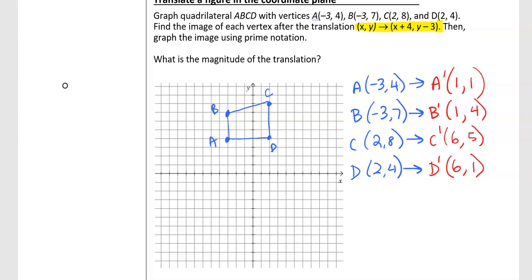So let's graph those. I'm going to graph them and call them A prime, B prime, C prime, and D prime. So 1, 1. I've got 1, 4. I've got 6, 5. And then I've got 6, 1.